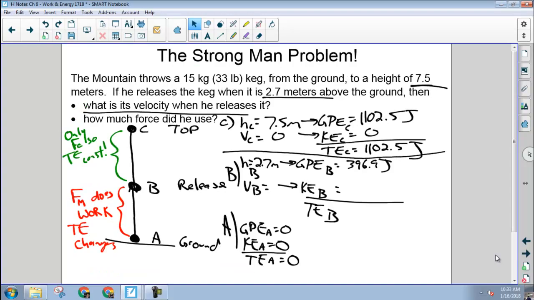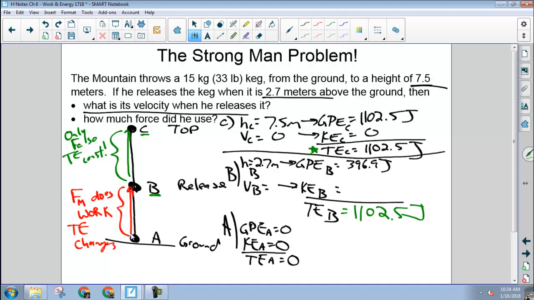So now we know our total energy at 2 of the 3 points. And notice the total energy changed, right? The reason is that the mountain did work from point A to point B. But remember, the only force doing work between points B and C is gravity. So the total energy at C has got to equal the total energy at B. If my total energy at C is this number, the total energy at B also has to be that number, yeah? Aha! So now I know a whole bunch of stuff.